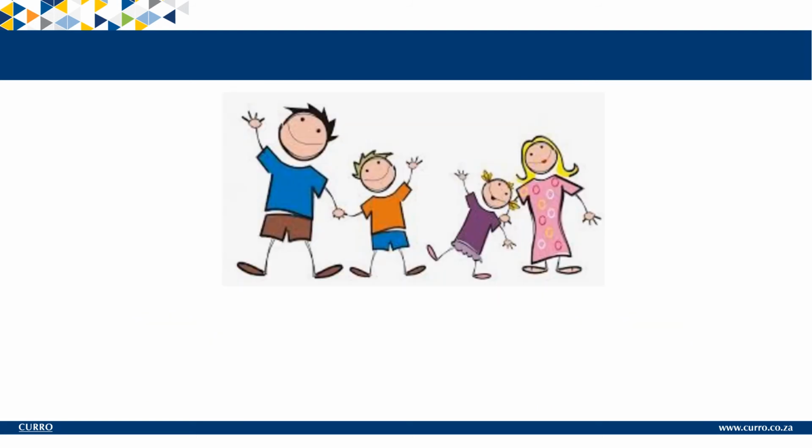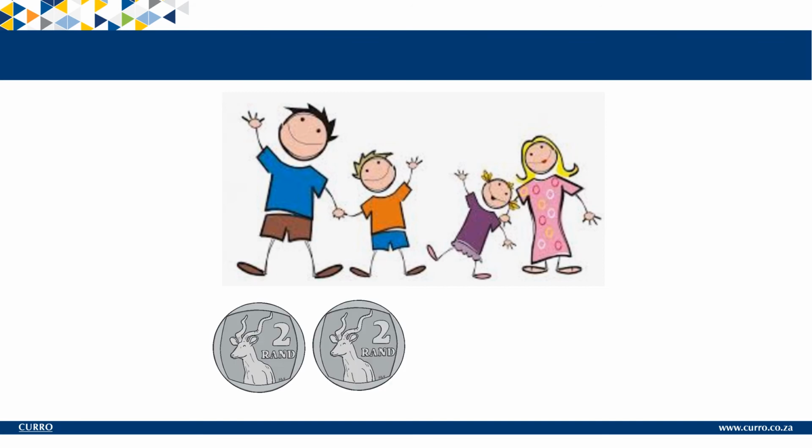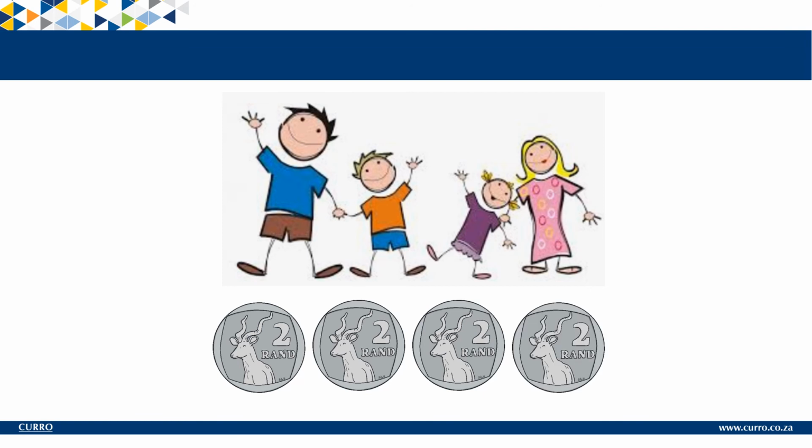Now this family has each got 2 rand. There's a dad, a little boy, a little girl, and a mom. And they each have 2 rand. So how many 2 rand coins will we have? 1, 2, 3, 4. Now we've learned to count in twos, and we can use that to help us to count this money. So let's count the coins, counting in twos. 2, 4, 6, 8. 8 rand. This family has 8 rand altogether.